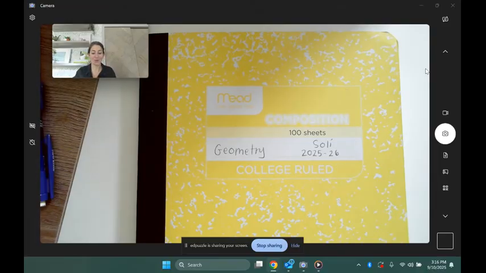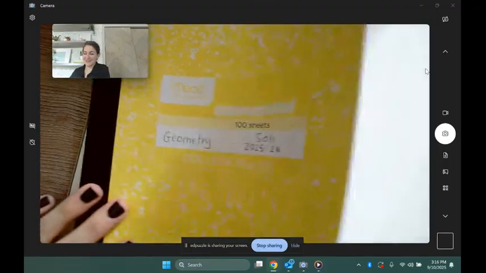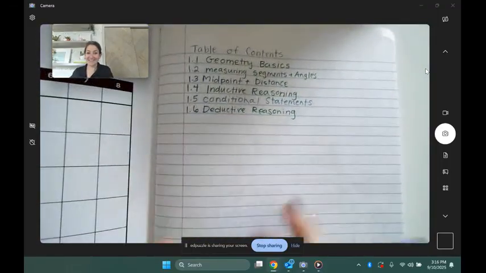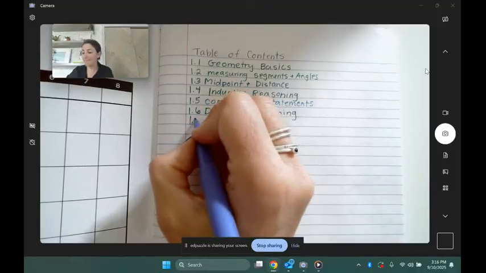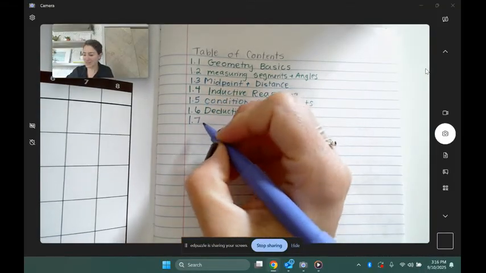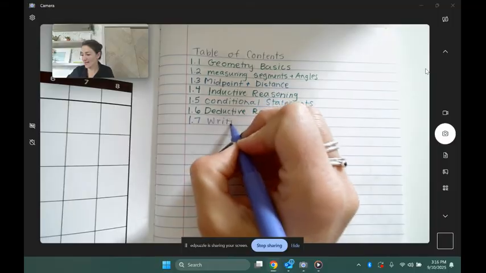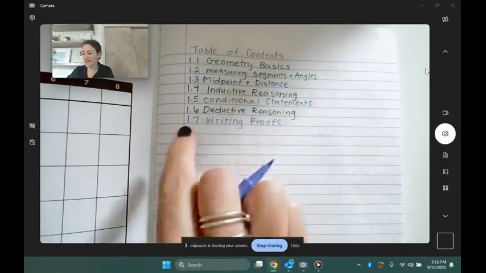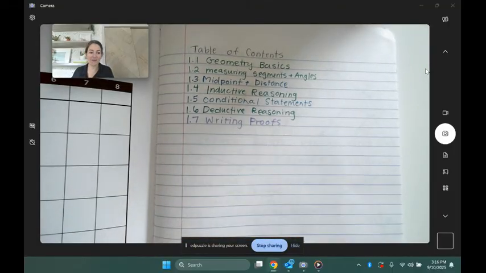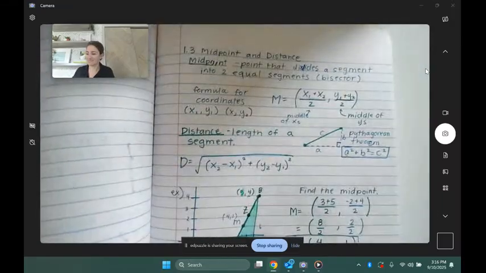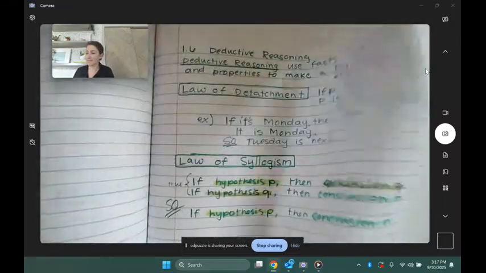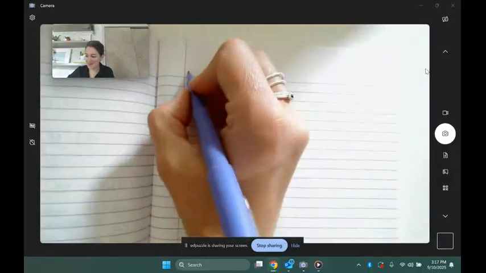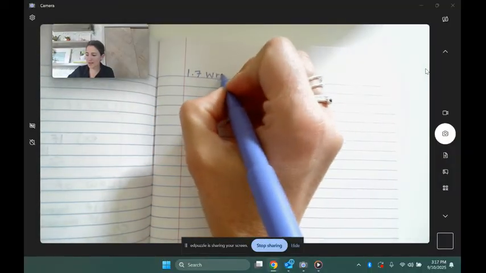1.7 writing proofs. Everything in this chapter so far has kind of been leading us here. We're gonna bring everything we've got together, writing proofs today, and the very last day of Unit 1. Okay. Turn to a nice blank page here. 1.7 writing proofs.